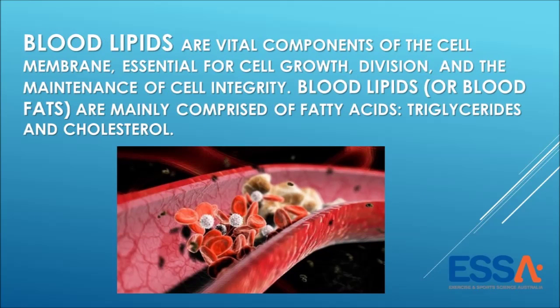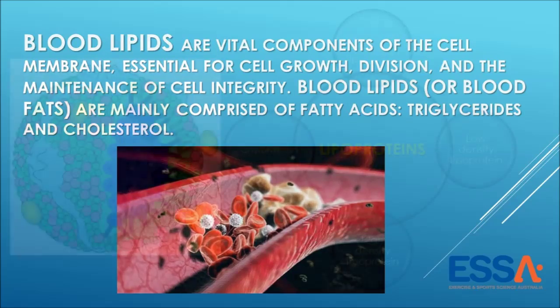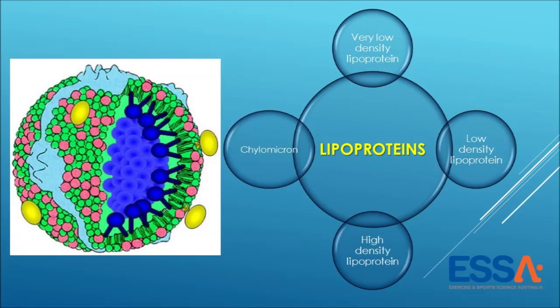First of all, what are we talking about when we refer to serum lipid blood levels? Blood lipids are vital components of the cell membrane, essential for cell growth, division, and the maintenance of cell integrity. Blood lipids, or blood fats, are mainly comprised of fatty acids, that is, triglycerides, and cholesterol. Triglycerides store unused calories and provide the body with energy, and cholesterol is used to build cells and certain hormones. Because triglycerides and cholesterol can't dissolve in the blood, they circulate throughout the body with the help of proteins that transport the lipids. These are called lipoproteins.